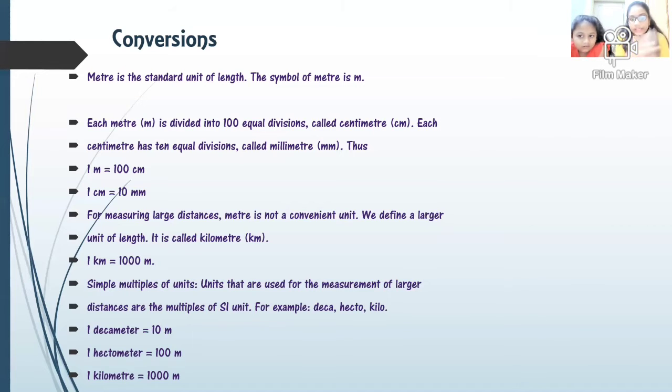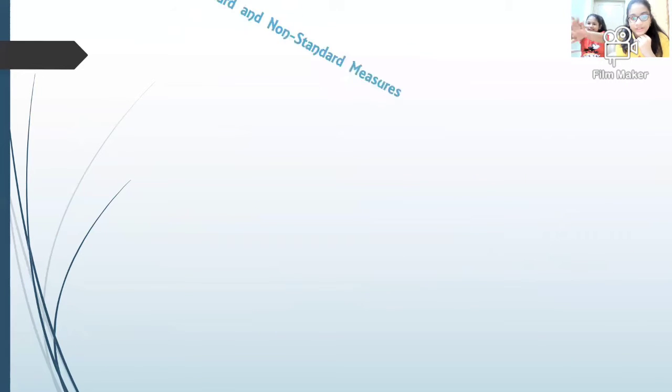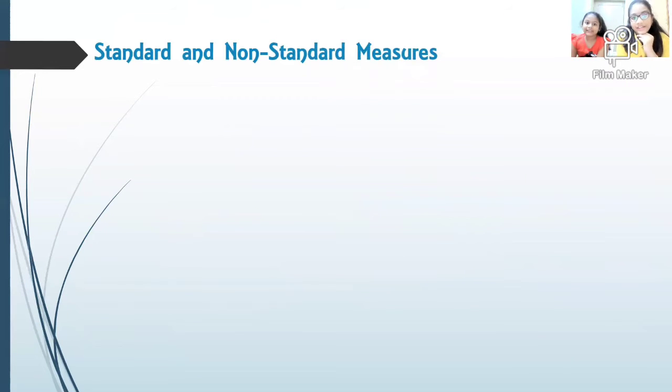We even have simple units, which I didn't show, that are used for measurement of smaller distances, and those are centi and milli. Those are present in front of meter, they are lesser than a meter, and they are used to measure smaller distances. Now let's go with the third one.